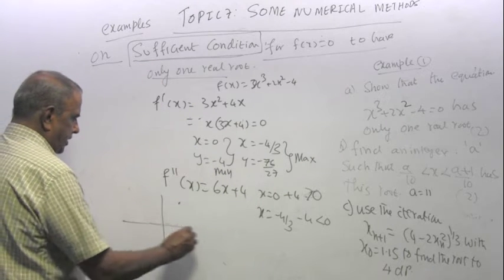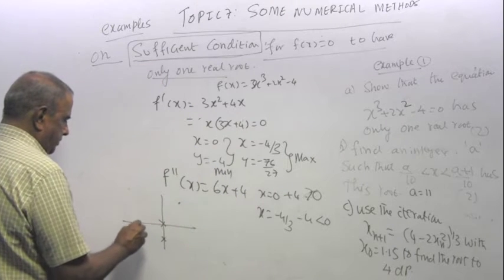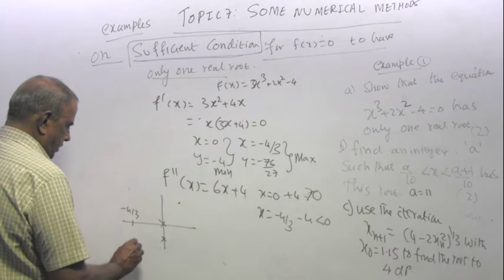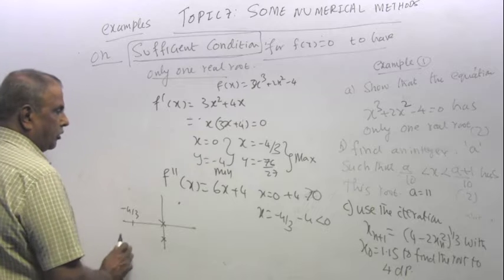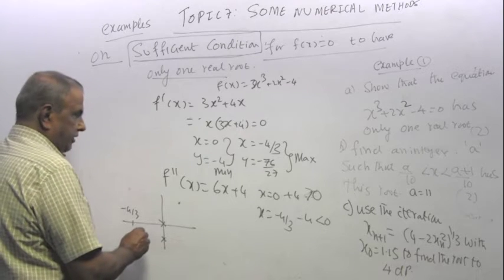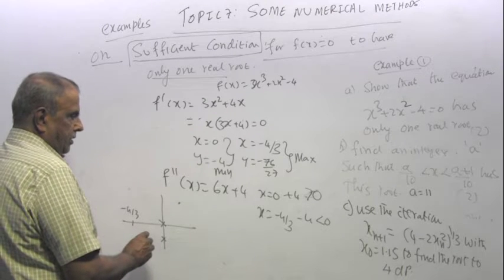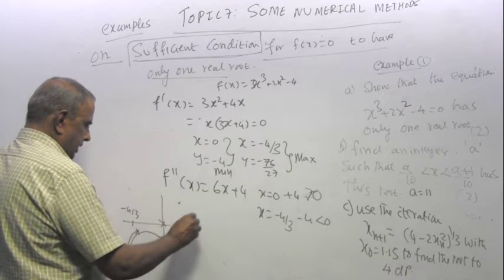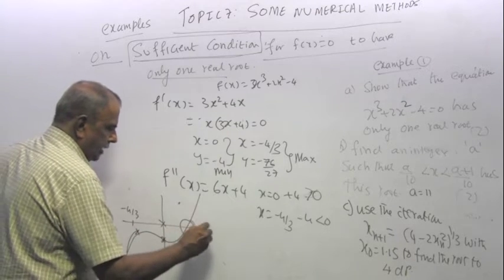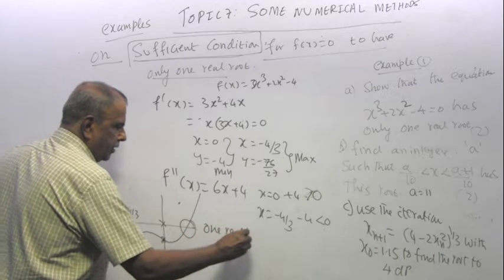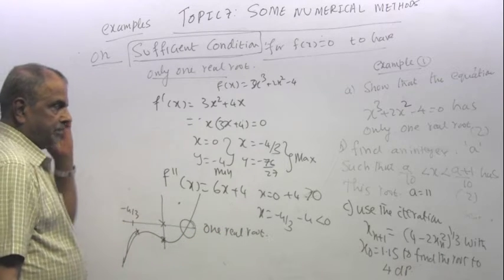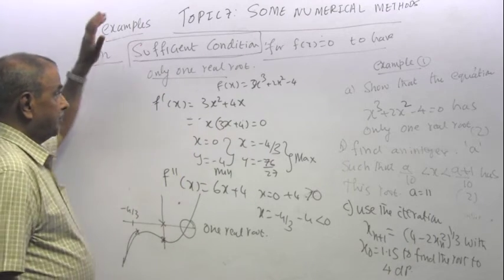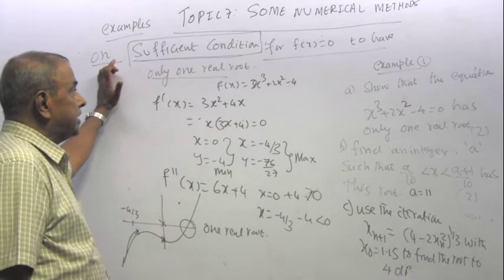So in other words, at 0, it's a minimum. At minus 4 over 3, it's a maximum. So therefore, at minus 4 over 3, minus 76 over 27 is a maximum. That's a minimum. So your graph will go like that. 1 real root.